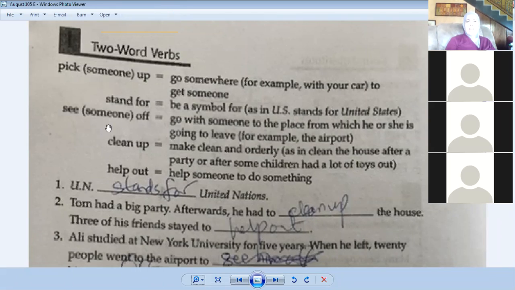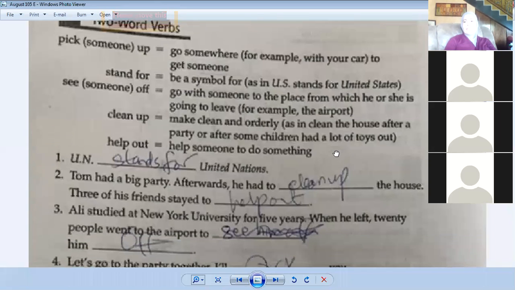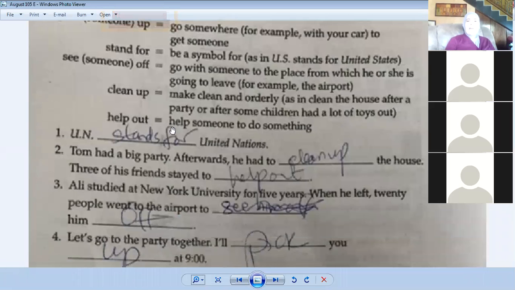Then we have see off. In Arabic, we say yuwaddi', see off someone, see someone off. Go with someone to the place from which he or she is going to leave, for example, the airport. And then we have clean up. Your mom tells you to clean up your room. That means to make clean and orderly, as in clean the house after a party or after some children had a lot of toys out.